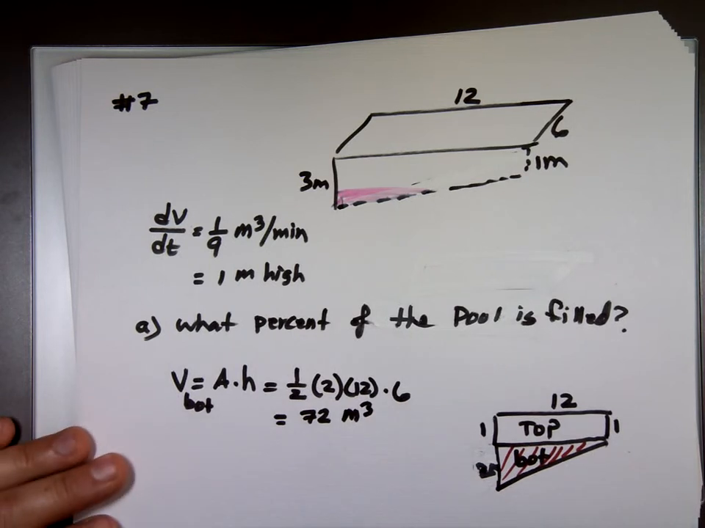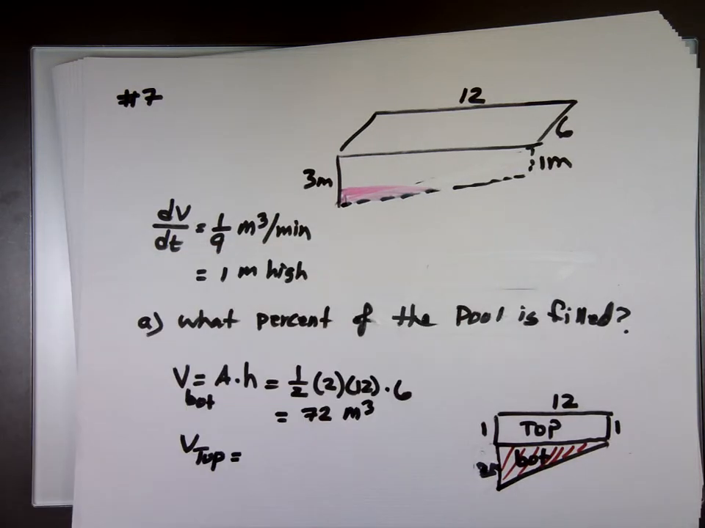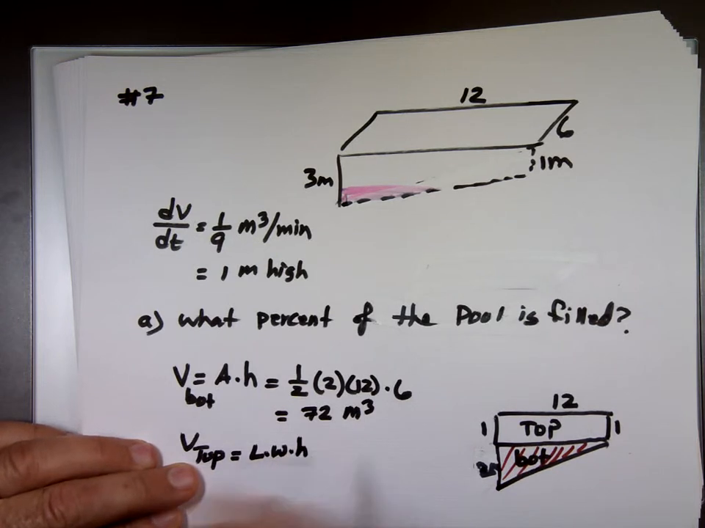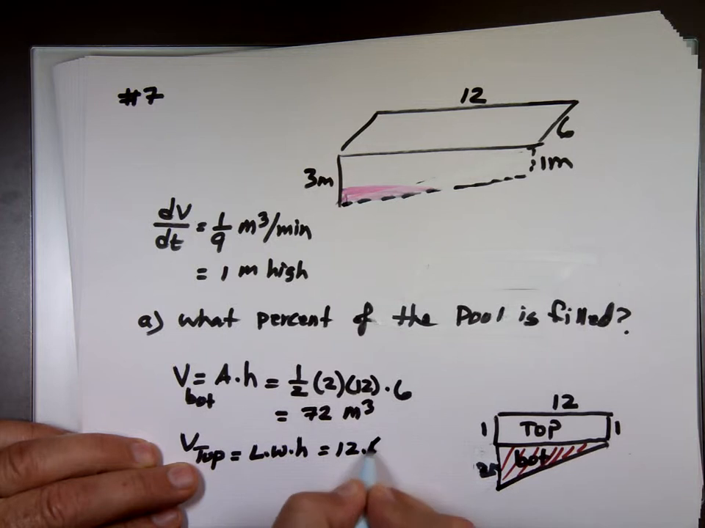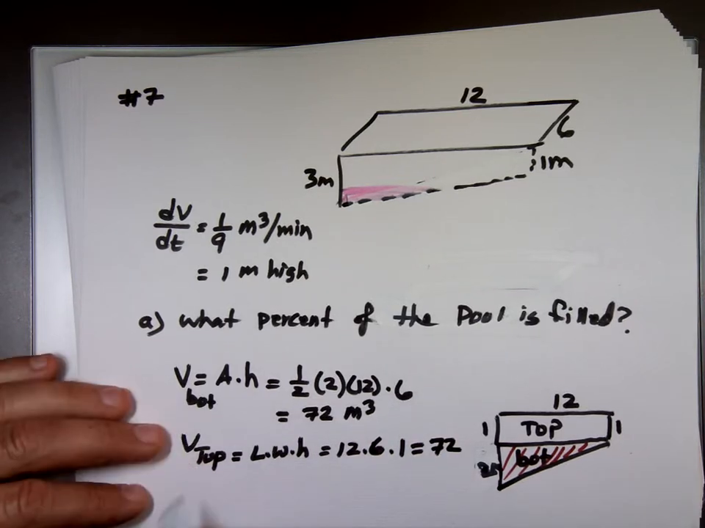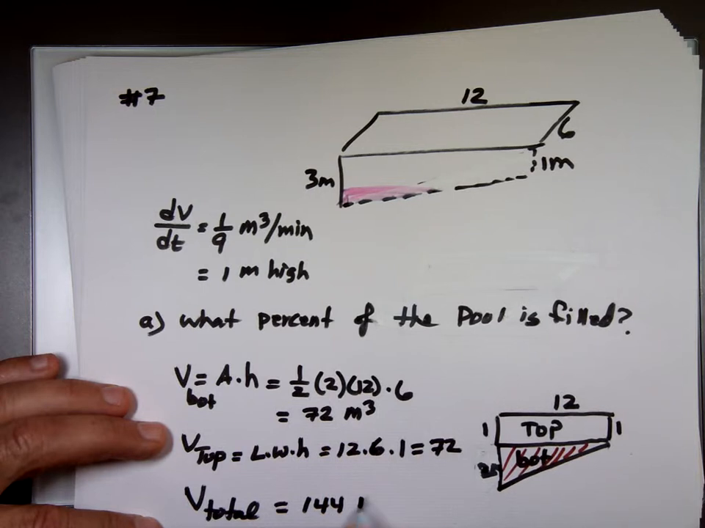And the volume of the top is going to be what? The top half is the rectangular shape. It's length times width times height. What's the length? 12. What's the width? 6. What's the height? 1. So what do we have? 60. Is that also 72? So what's the total volume? It is 144 cubic meters.